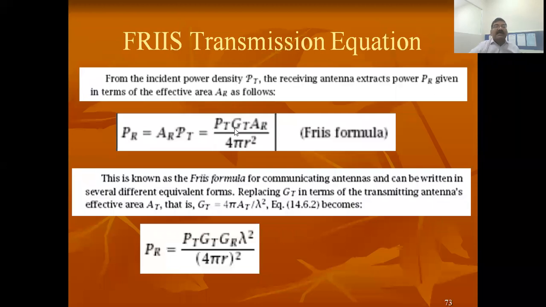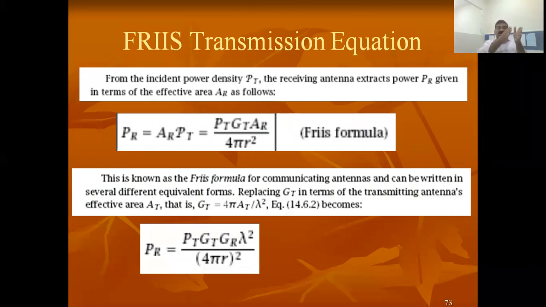So what we can say simply is that the power at the receiving antenna is directly proportional to the power of the transmitting antenna. When we increase the power of the transmitting antenna, the receiving power will increase. When we increase the gain of the transmitting antenna, the receiving power will increase. When we increase the effective aperture of the receiving antenna, the power will increase. And with 4 pi r square, as we increase the distance, the power will reduce with reference to r square.